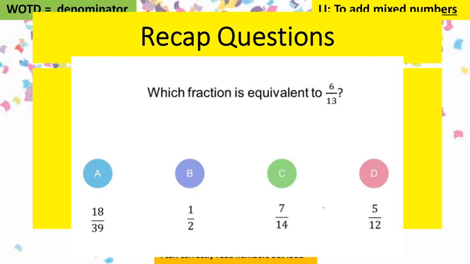Okay, next question. Which fraction is equivalent to 6/13ths? Is it A, 18/39ths, B, 1/2, C, 7/14ths, D, 5/12ths. So you need to be able to convert this fraction to one of these. Remember that whatever you do to the bottom, you do to the top. So if you times the top by 2, you have to times the bottom by 2.